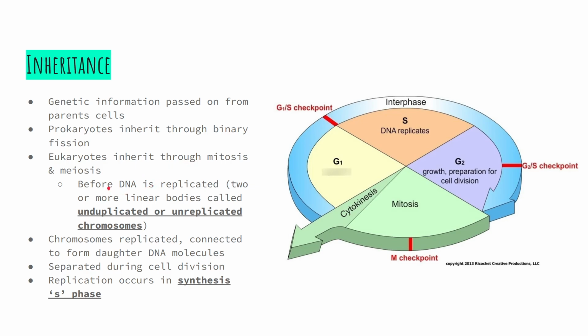So before the DNA is replicated in eukaryotes, and this is two or more linear bodies, they are called unduplicated or unreplicated chromosomes. Once they have replicated, who would have thought, they are called replicated chromosomes. These replicated chromosomes are connected to form daughter DNA molecules. They are then pulled apart during cellular division. But replication, again, only occurs in the S phase.